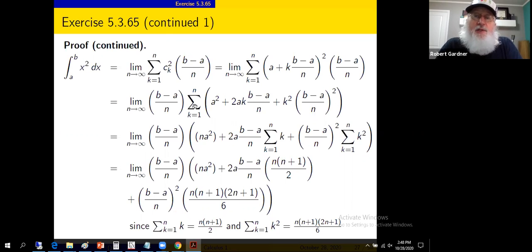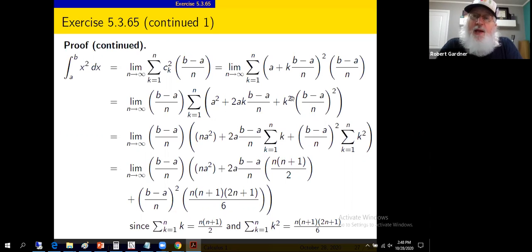Now let's deal with the summations. We'll have a sum from k equals 1 to n of a squared, a constant. So we'll just get a squared plus a squared plus a squared, n times. It's n a squared. Here we've got a 2 and an a and a (b minus a) over n. No k's, so we bring those out front. Sum from 1 to n of k, and you know what that is.